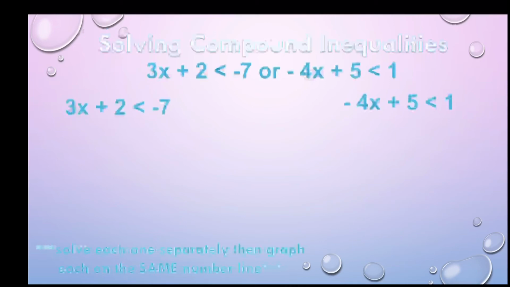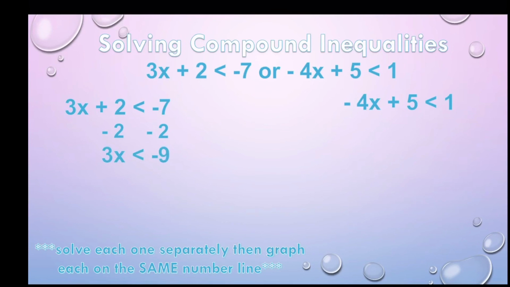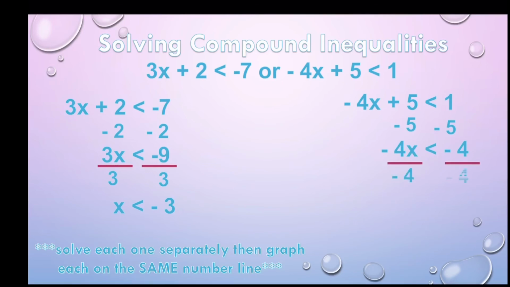So 3x plus 2, I would subtract 2 to get 3x is less than -9. I would divide both sides by 3, so x is less than -3. When I come over and I solve my other one, I subtract 5 from both sides to get -4x is less than -4. I divide both sides by a negative. Therefore, my inequality symbol has to switch directions, and I got x is greater than 1.